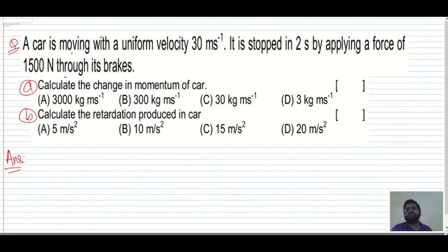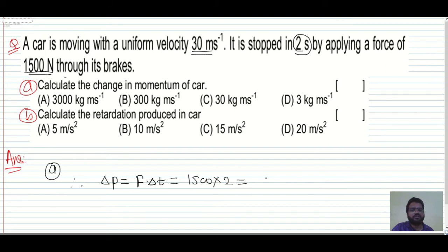Now next, a car is moving with uniform velocity 30 meter per second. It is stopped in 2 seconds by applying a force of 1500 Newton through its brake. Calculate the change in momentum. So the change in momentum is equal to force times the change in time. Force is 1500 and time is 2, which is equal to 3000 kg meter per second. So this is the change in momentum, that is 3000.